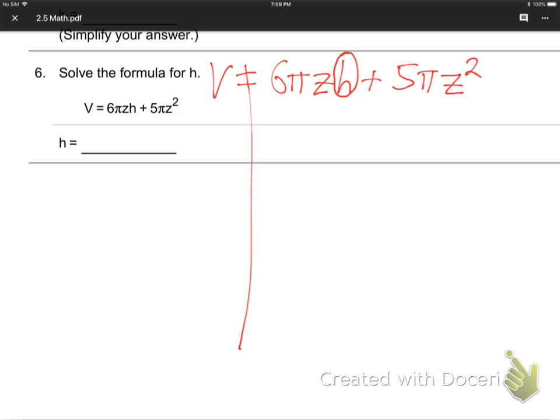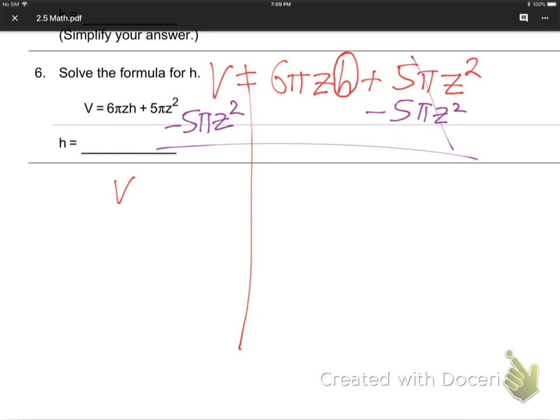So this whole 5 pi Z squared chunk, subtract it over. Is that good? Subtract it, because it's added, right? We always do the opposite. So it's added, and I subtract 5 pi Z squared from both sides. Because that'll get rid of it, won't it? See how we're trying to get down to the edge? We're peeling the onion. And whatever you do to one side, you have no choice but to do the same thing to the other. Is that good to there?